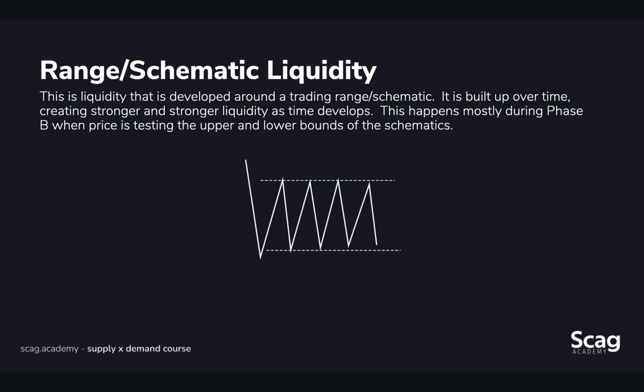Then we also have range, schematic, or pattern liquidity. This is liquidity that is developed around a trading range or a schematic. This is built up over time, creating stronger and stronger liquidity as time develops. The longer it sits here, the longer the market has to build up these orders, and then you have more money sitting there. This happens mostly during phase B. Through our schematics, we know that's when price is testing the upper and lower bounds of the schematic, and over time, this will get stronger.